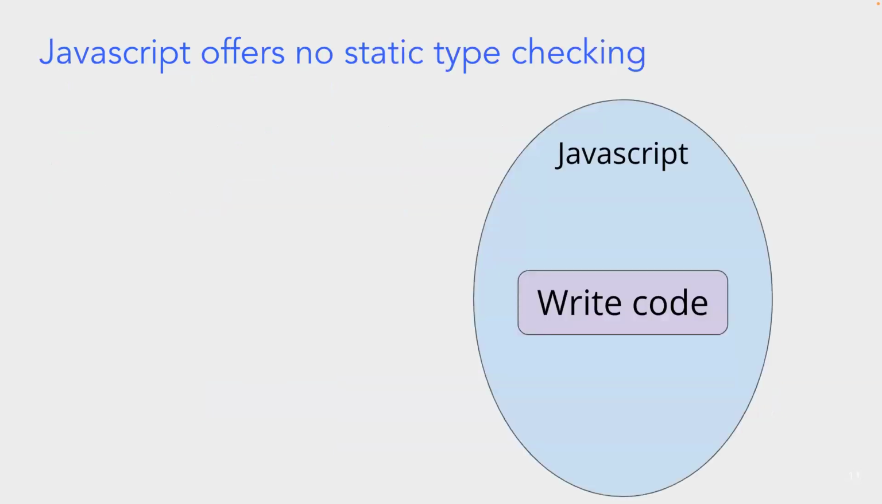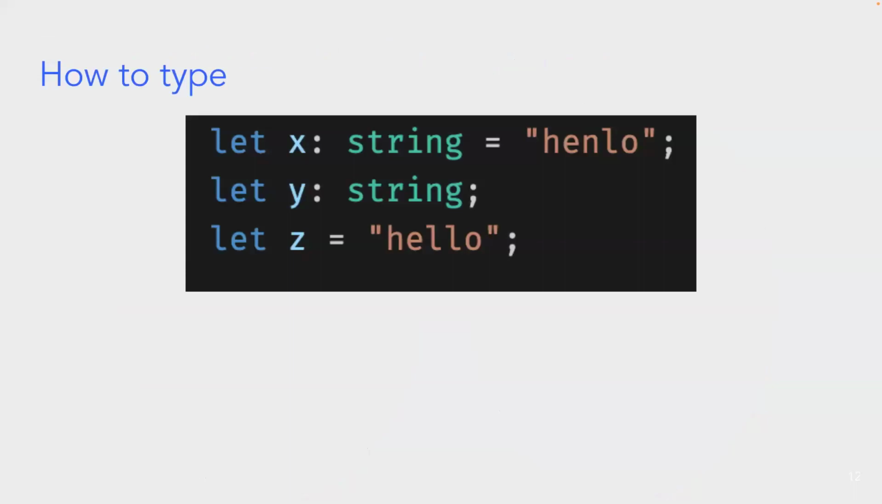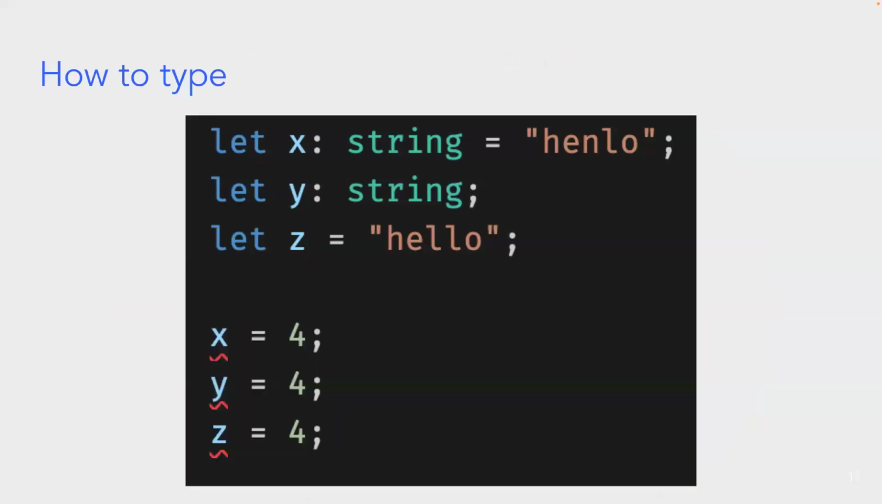So JavaScript has no static type checking. When you write code, you sort of hope in VS Code it works and everything is fine. But TypeScript is different. When you write code, static type checking happens as you're writing, and then when you finish, it's compiled into JavaScript. So how do you make types? How do you use types? Well, you can use the colon notation to specify the type you want, which in this case is a string, or you can just assign a variable to any value, which in our case is hello, a string. That way, it knows that X, Y, and Z should all be strings, and then when you try to reassign it to a number, for example, we get a wonderful error.